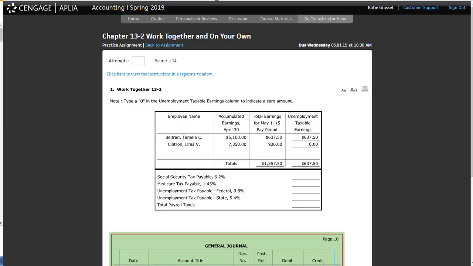How do you find your total payroll taxes? Add them up. Did you guys round correctly? I got 157.68.